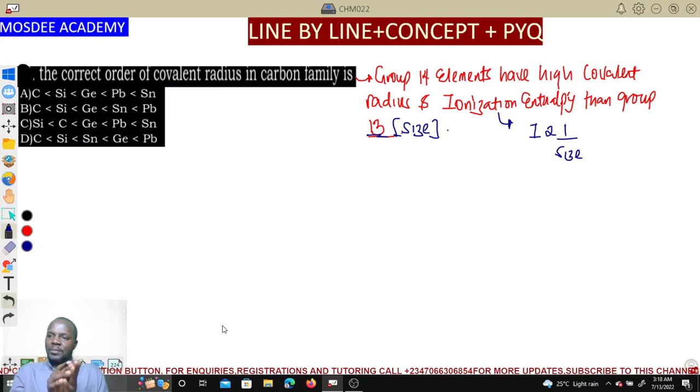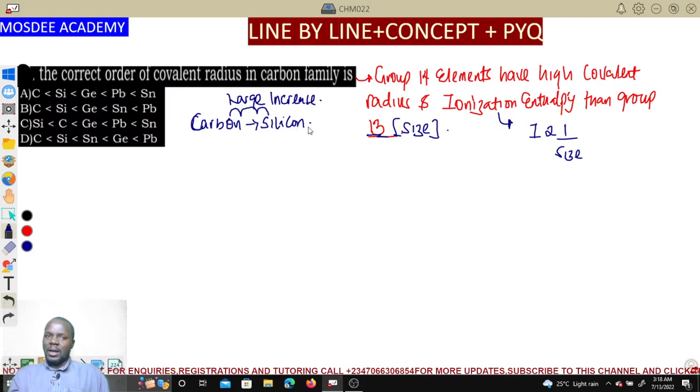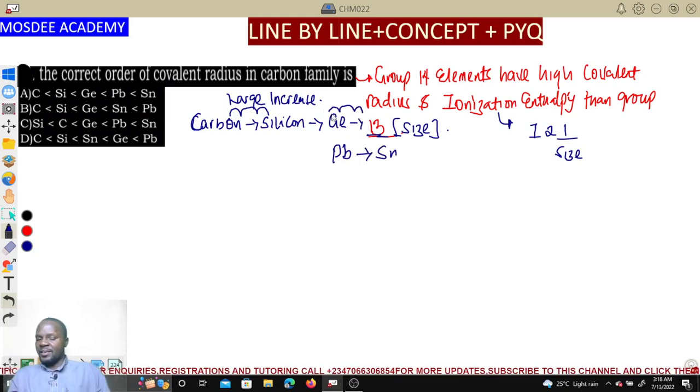And this is also the same reason whereby we say, as we move from carbon, which is the first member of the family, the next one is silicon. After carbon, we have silicon. Carbon to silicon, you expect, when we talk about covalent radius, atomic radius is always increasing as you move down the group. So carbon to silicon, there is a large increase. I'm wasting time. I will have to increase my pace very soon. The next one, after you have germanium, Ge, to tin, to lead, there is a small increase. So just know that the increase is going to be less than if you are starting from carbon.